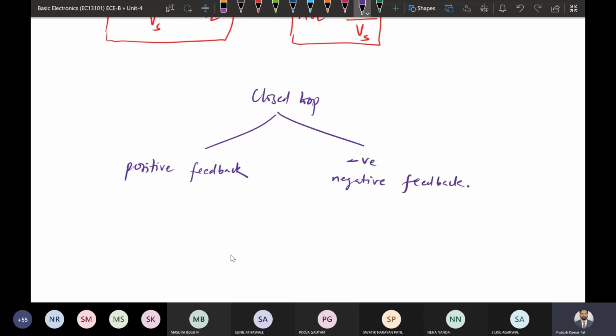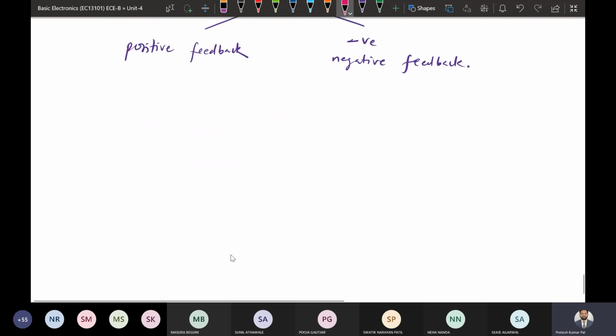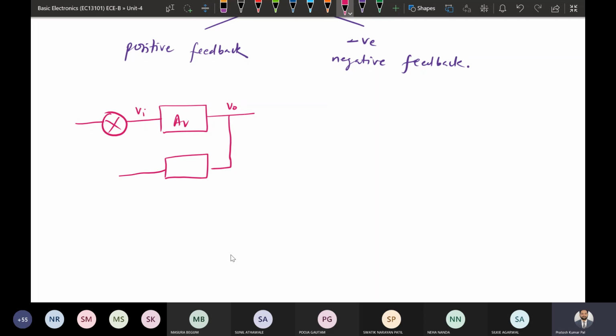If it is positive feedback, its feedback structure will look like this: a voltage gain is there, this is the input, and this is the output. The output will be fed back to the input. To have a feedback we will have an adder, and the output part will be fed back to the input. The feedback will have some gain, and this gain is called beta.